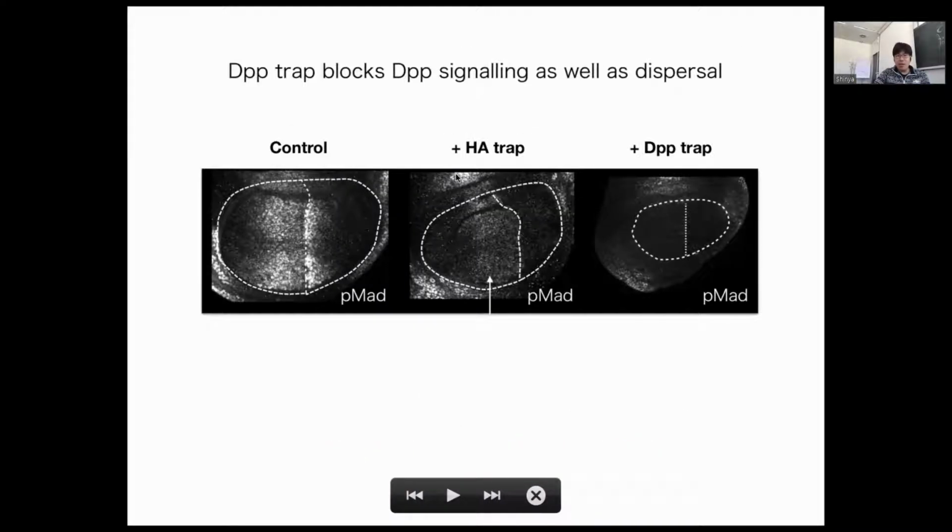So indeed, when you express HA trap in the stripe using Nanobody and DPP trap, you see strong pMad defect in the posterior compartment where the target cells are located. But in the anterior compartment, if you see HA trap expressing wing disc, the signal is reduced, but you still see substantial signal. In contrast, if you see the wing discs expressing DPP trap, the signal is lost everywhere, and especially in the anterior compartment.